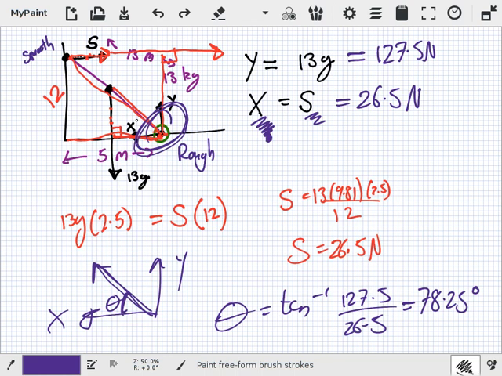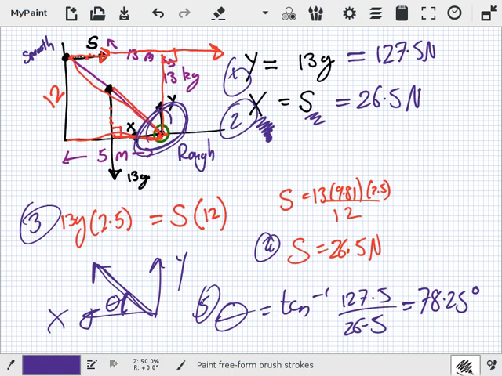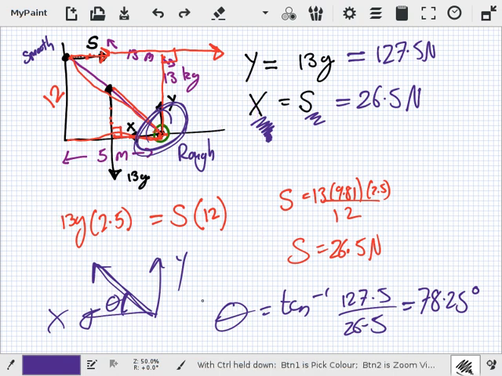Now, again, there is not a lot of maths here. There's 1, 2, 3, 4, 5 lines. You know, it's not an awful lot. It was 78 point, what was it? 25. So 3 degrees then.